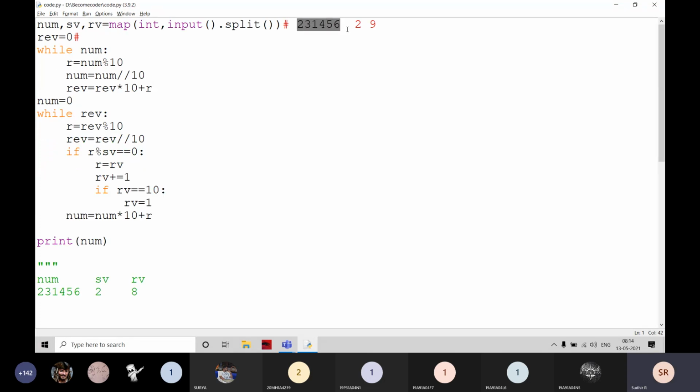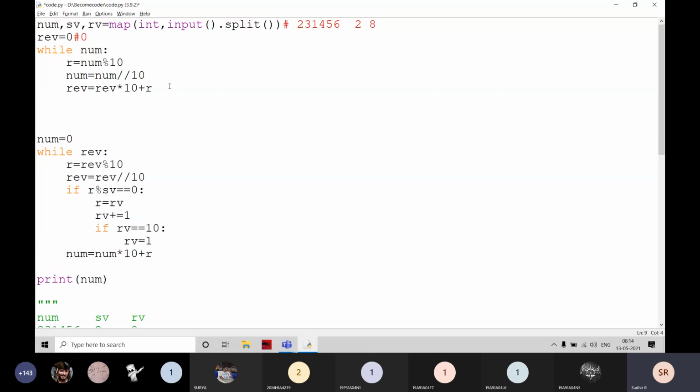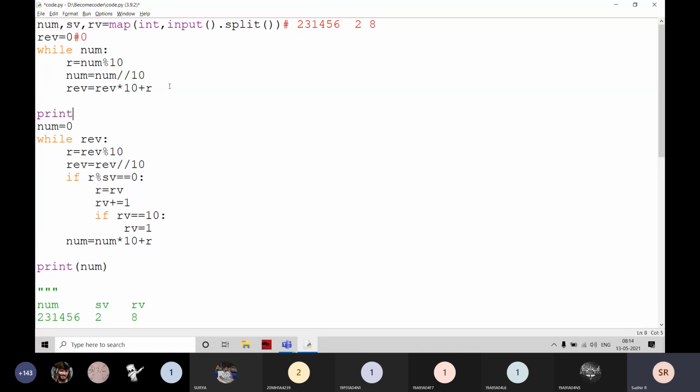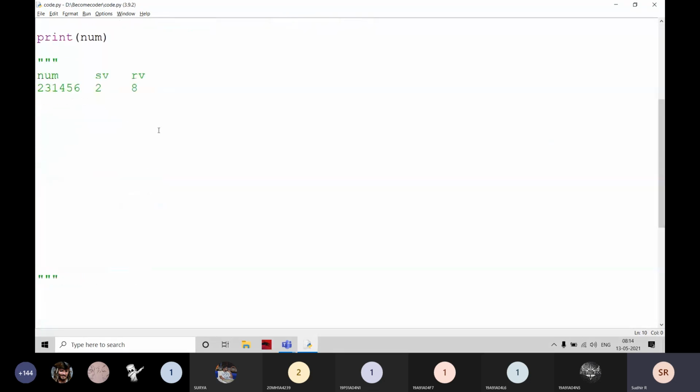Okay. Now this is the input number, the search value is 2 and the replace value is 9. Okay. For example, it is going to be 8. Now, what is the REV value? REV value is equal to 0 here. My first task, up to printing the reverse value, is to reverse it. Why am I going to reverse it? Because I am going to traverse this number.